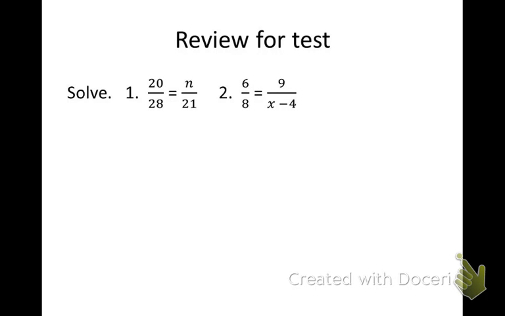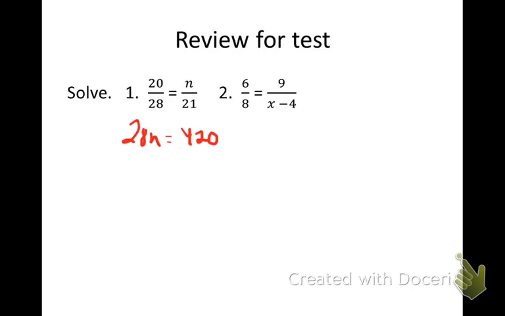Today we're going to review ratio, proportion, percents. So remember, you'll be using a calculator for most of this, but you still need to show me your cross products when we're solving these. So we're going to get 28n equals 420. It's just the cross products.